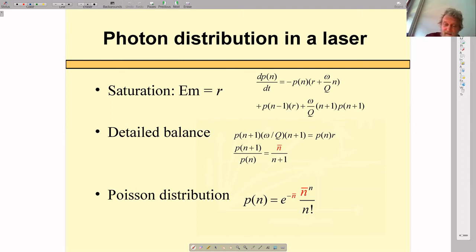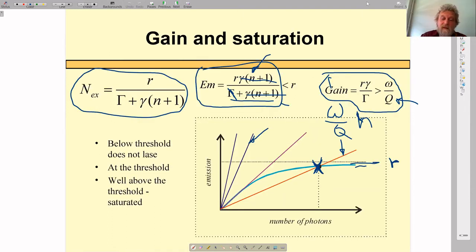Now I can do a simple balance between emission and losses in the laser. We can find the equilibrium number of photons in the lasing mode. Now let us make a more detailed calculation. Let us figure out what would be the distribution of the number of photons in the lasing mode.